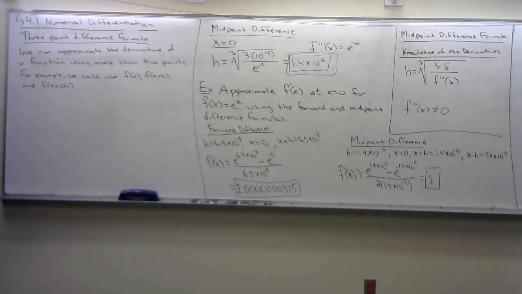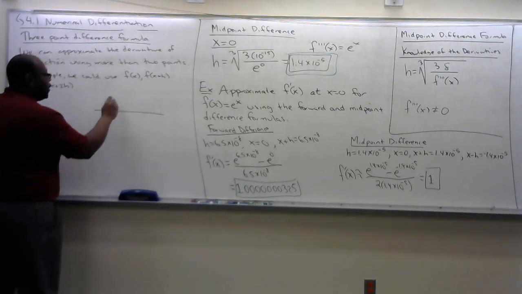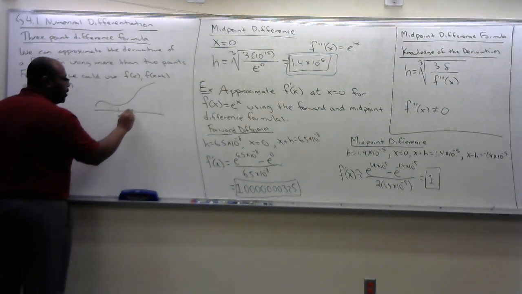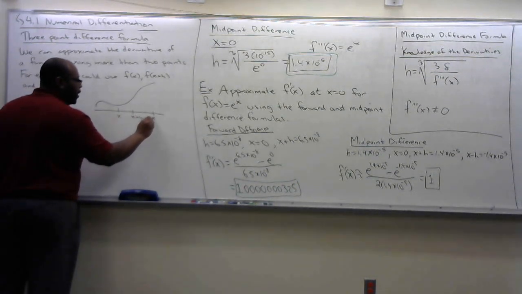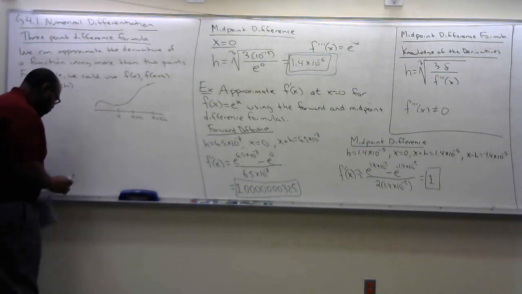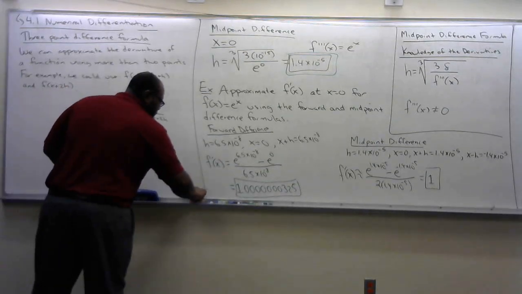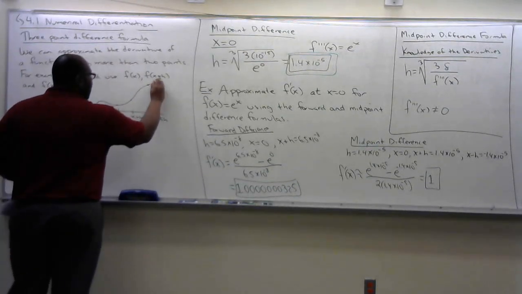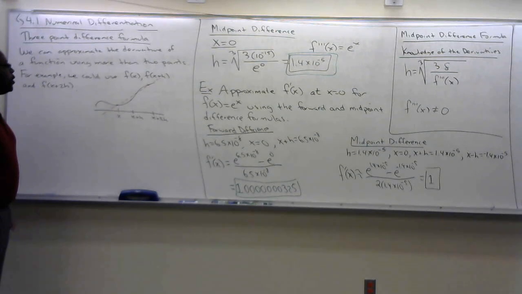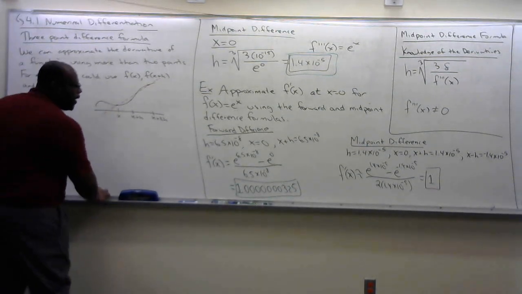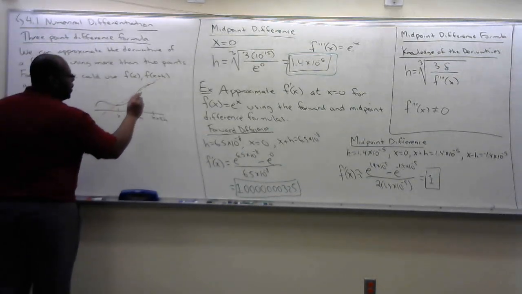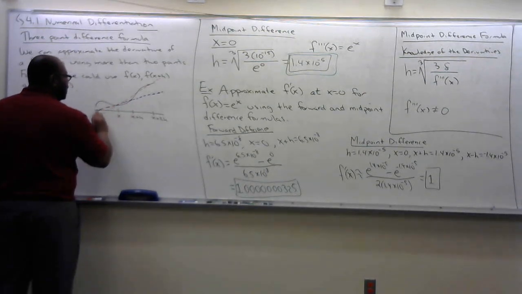Now let's see how we can do that. If I were to draw a graph, I've got my function. I have x plus h, x plus 2h, I have my points here. I can create a secant line connecting the points x and x plus 2h, and I can also create a secant line connecting the points x and x plus h.